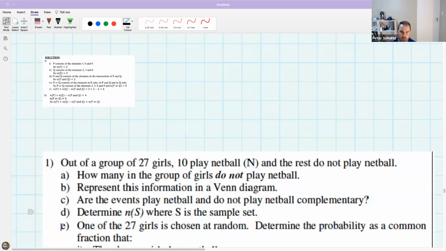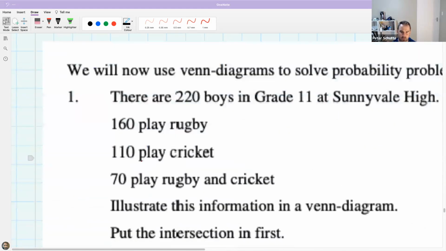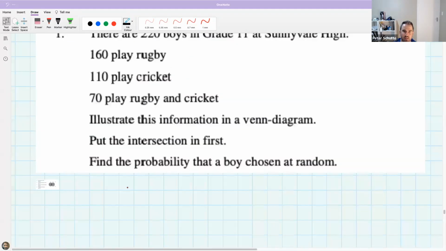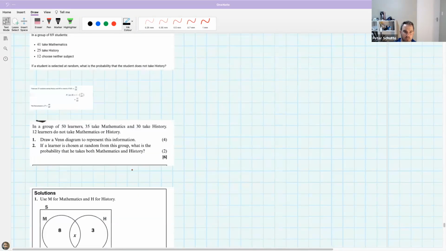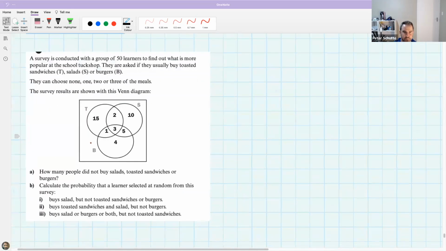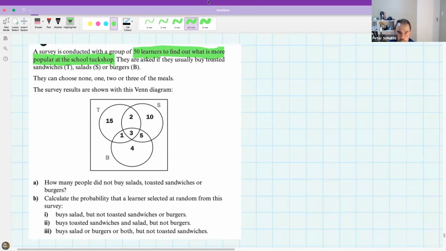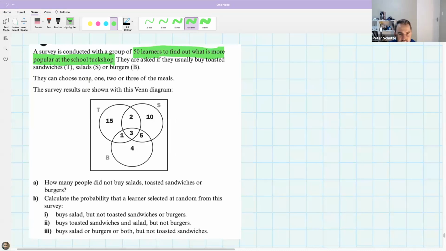I want to just show you one to finish off with where you have 3 events. Okay, here's the last question for tonight. It says here, a survey is conducted with a group of 50 learners to find out what is more popular at the school tuck shop. They are asked if they usually buy toasted sandwiches T, salads S, or burgers B. They can choose none, 1, 2, or 3 of the meals.